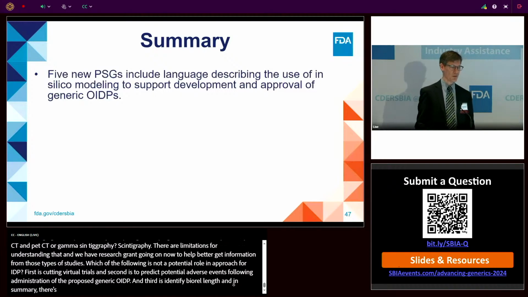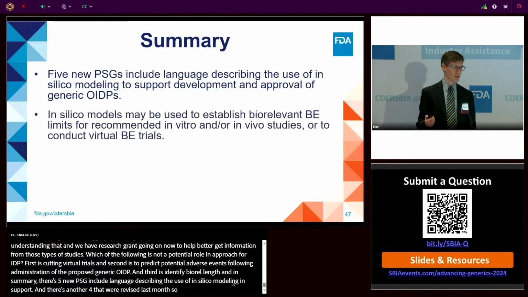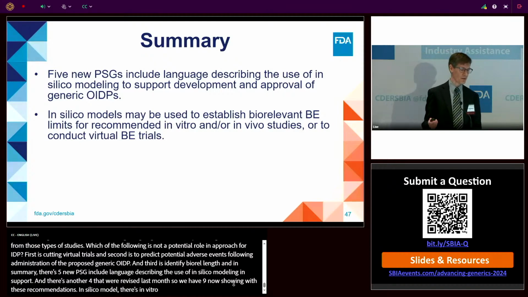So in summary, there are 5 new PSGs that include language describing the use of in silico modeling to support development and approval of generic OIDPs. And of course, as Dr. Heim mentioned, there are another 4 that were revised last month. So we have 9 now in total showing these recommendations. And in silico models might be used to establish biorelevant BE limits for recommended in vitro and/or in vivo studies, or to conduct virtual BE trials.